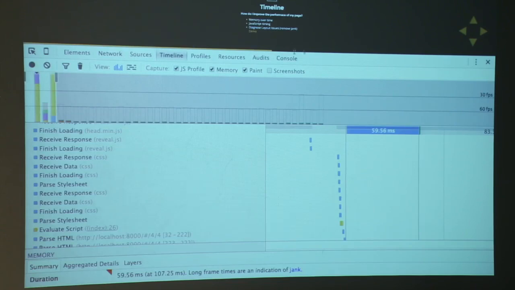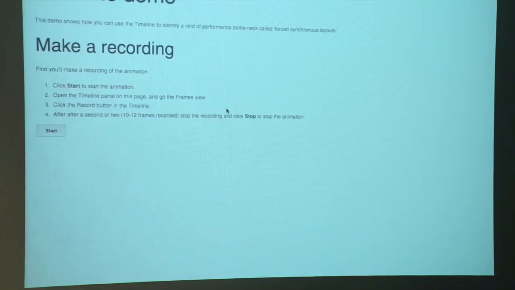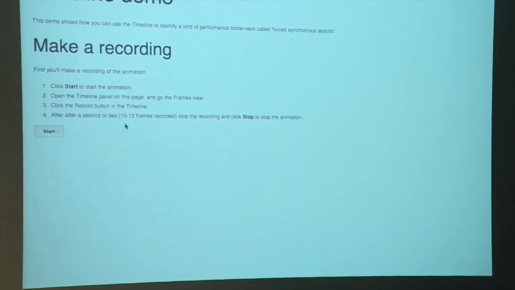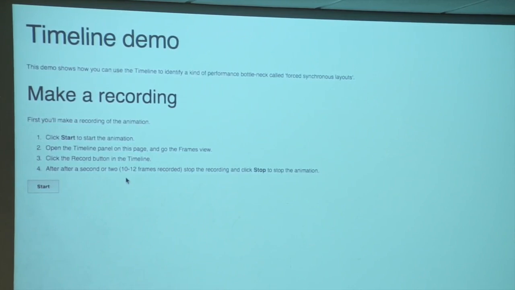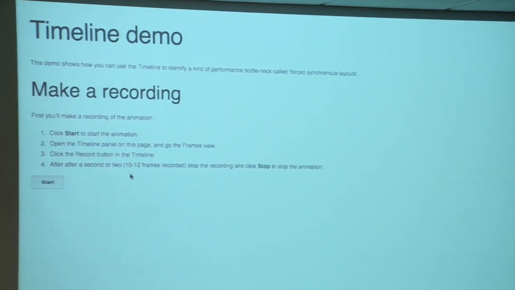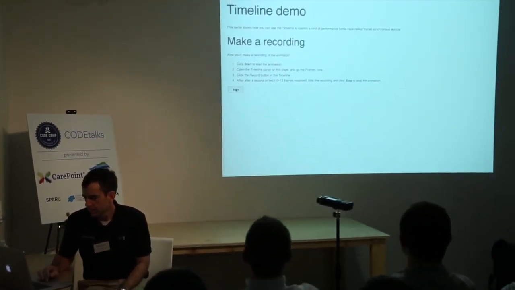So I have a neat demo showing an example of how you might use that tool to fix something. Who's heard of the term jank? Nobody? So jank is, best I can describe it, when you're trying to watch something that's animated and you can tell it's having problems. You can see where it's not quite as smooth as it should be.